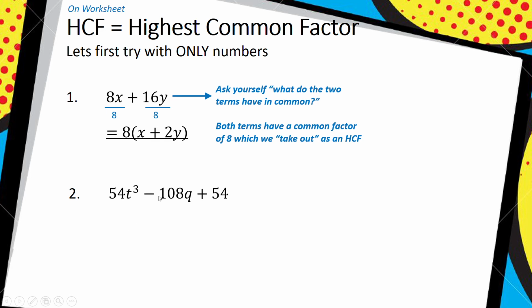Let's try this one here. What's the highest common factor that goes into 54, 108, and 54? It's 54, so I would divide through by 54. So in my answer, I'm going to say equals 54, open bracket, and then I'm left with t to the power of 3 minus 2q plus 1. Don't forget that 54 over 54 is equal to 1. For now, don't worry about the variables. We get to that in the next lesson. For now, we're just looking at the numbers.